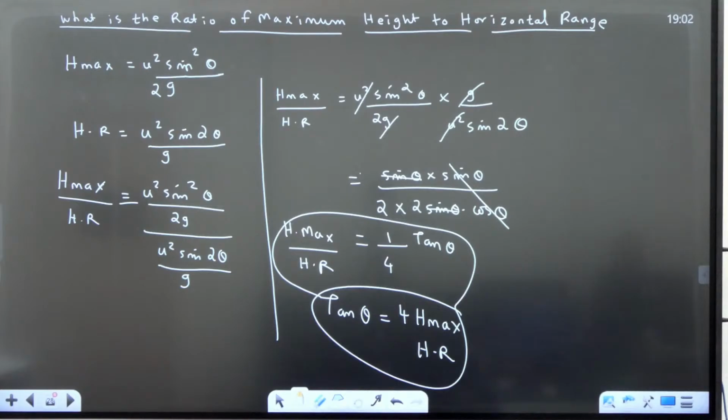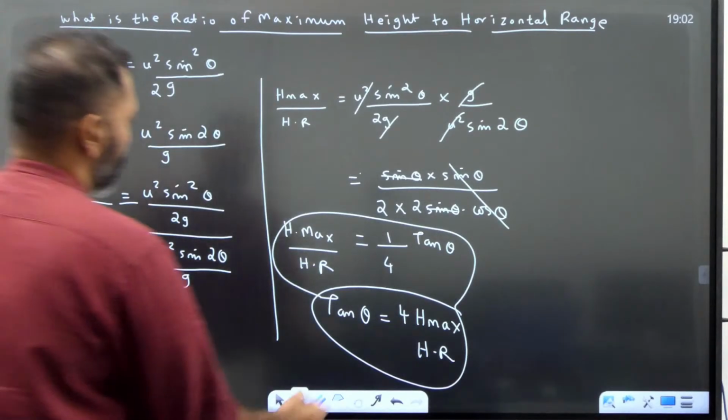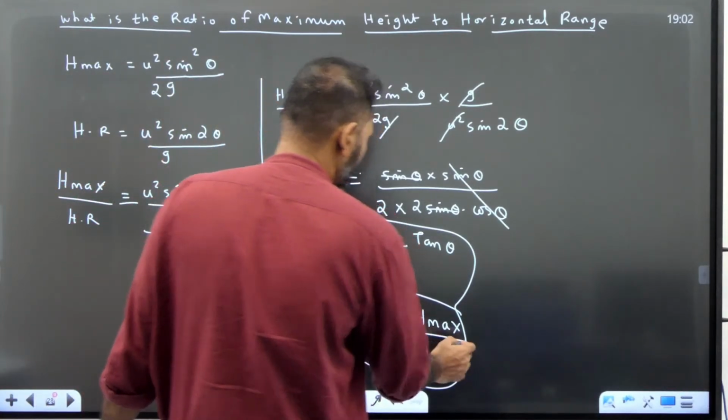Any doubt? Tan theta equal to 4 h max by horizontal range.